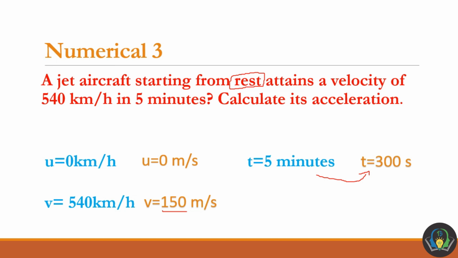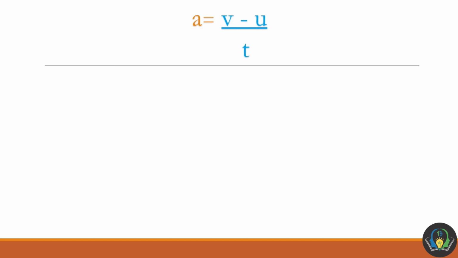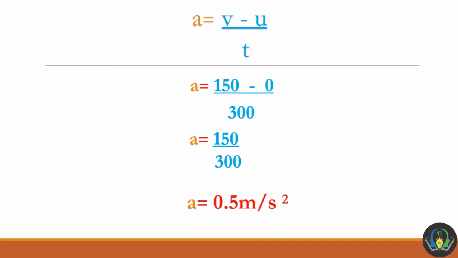So let us move ahead, substituting the values into the formula of a equals v minus u upon t. That will be 150 minus 0 upon 300, which is 150 upon 300, and at the end acceleration will be 0.5 meter per second square. I hope the things are clear till here. Okay, so then we proceed further.